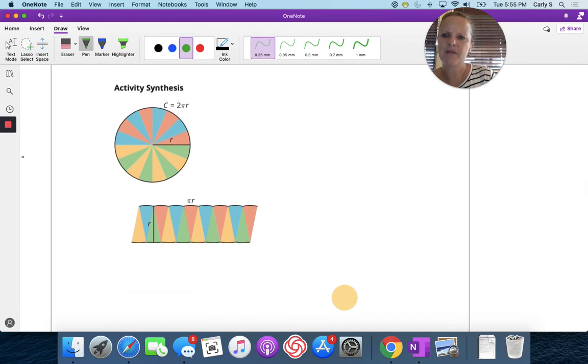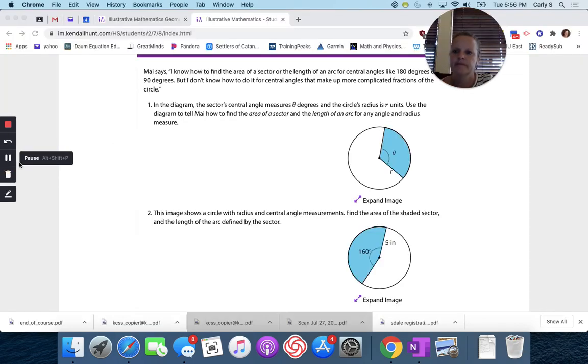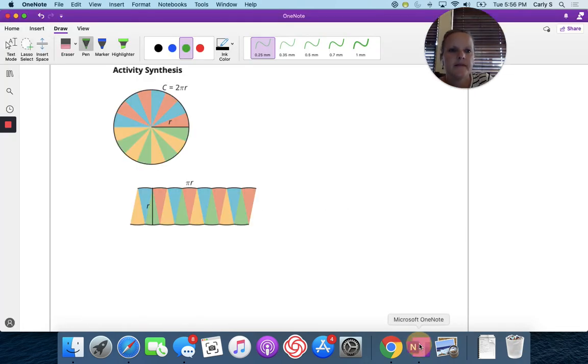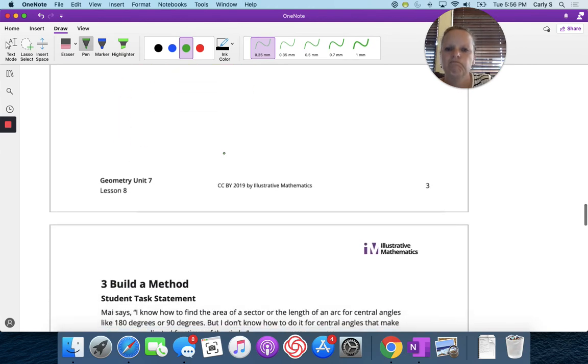I think I have an applet for this too. Hold on. Nope, that applet isn't there. Okay. All right, so it's okay.